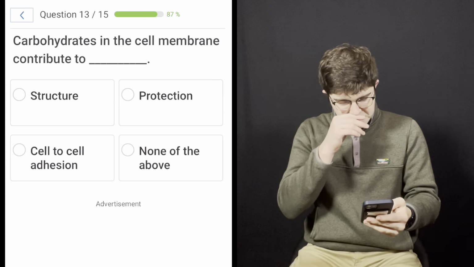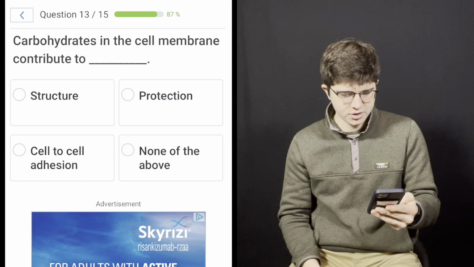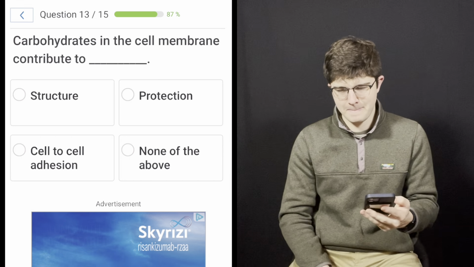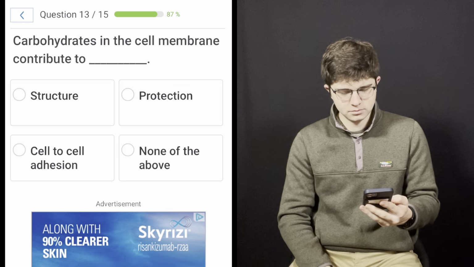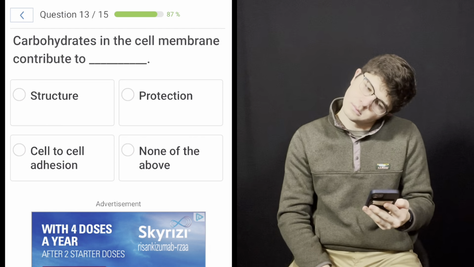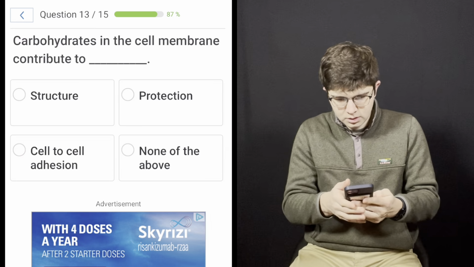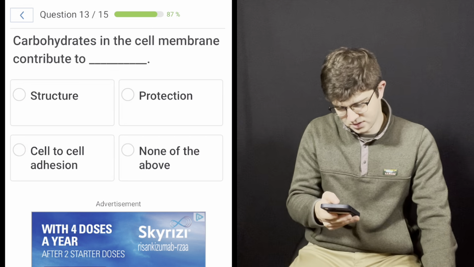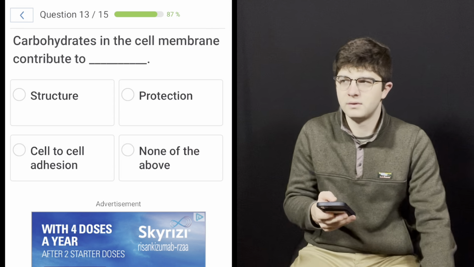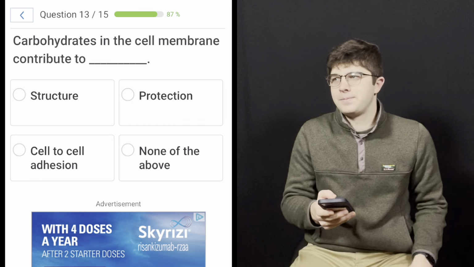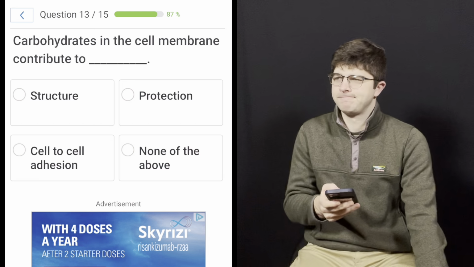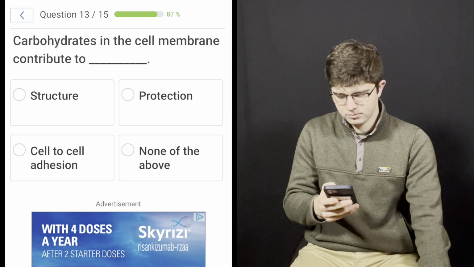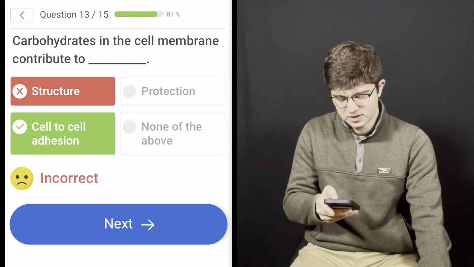Question 13. Carbohydrates in the cell membrane contribute to structure, protection, cell-to-cell adhesion, or none of the above. So carbs. I don't know this one. I don't think it's cell-to-cell adhesion. I don't think it's protection. So it's either structure or none of the above. I guess structure. No, it's cell-to-cell adhesion.